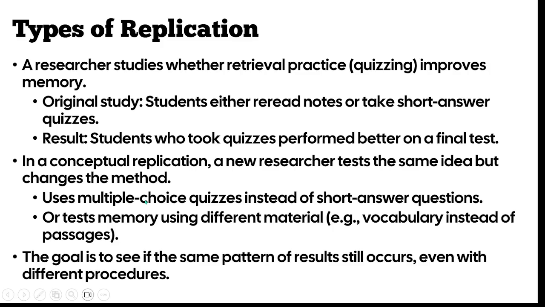Here's an example using the same parameters as the first one that we discussed. A researcher studies whether retrieval practice or quizzing improves memory. In the original study, students either reread their notes or they took a short quiz. The result was that the students who took the quizzes did better on their final test. If I were going to conceptually replicate this study, a new researcher would come along and test the same idea, but they might change the method. So instead of using multiple choice quizzes, they might use short answer, or vice versa, whatever is the opposite of what was used in the original study.